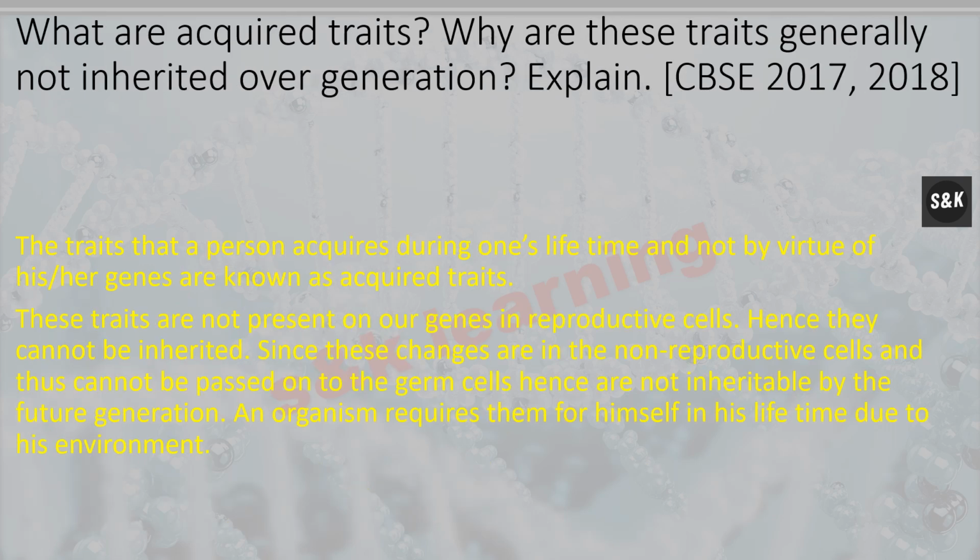What are acquired traits? Why are these traits genetically not inherited over generations? The traits that a person acquires during one's lifetime and not by virtue of his or her genes are known as acquired traits. These traits are not present in our genes in reproductive cells, hence they cannot be inherited, since these changes are not in the reproductive cells and thus cannot be passed to the germ cell, hence are not inheritable by future generations.